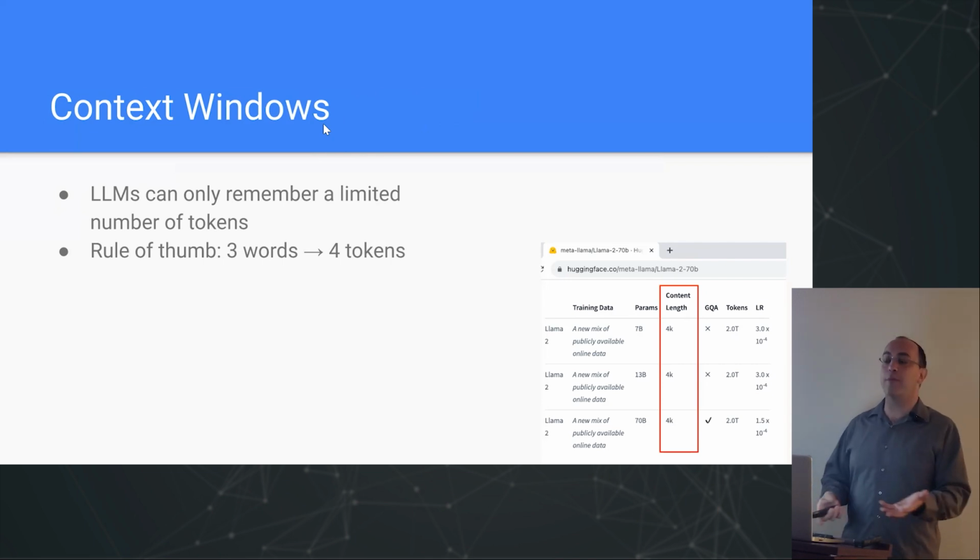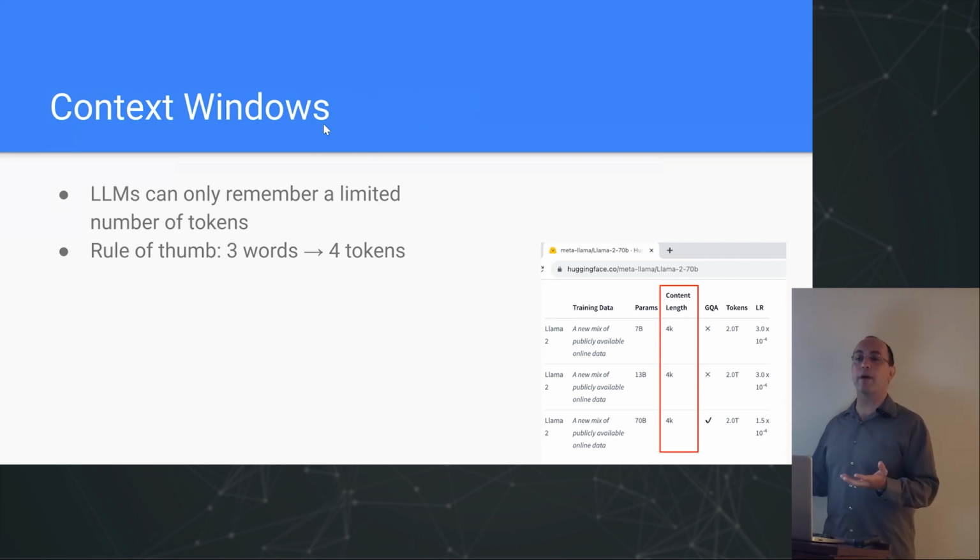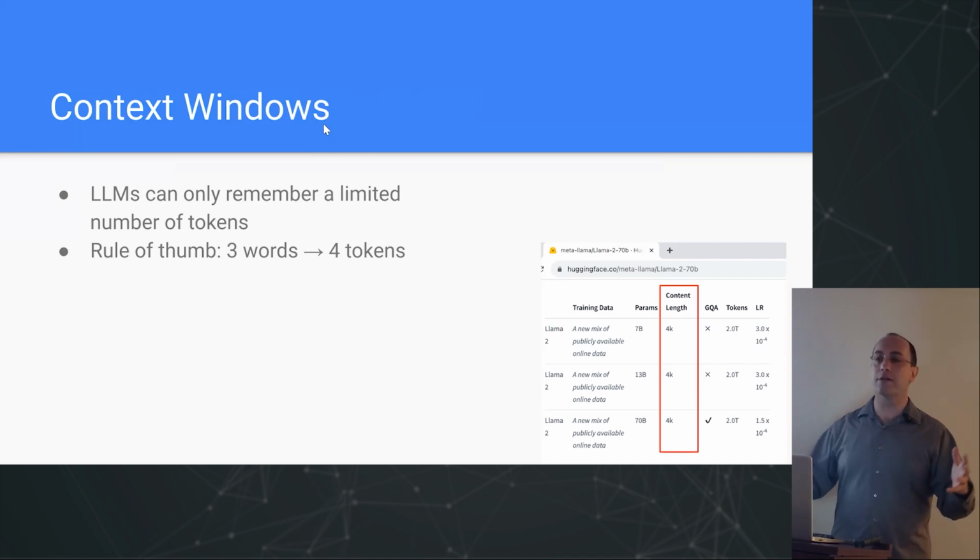Now, if we have that, why do we even need RAGs? Why can't we always just throw everything into the context window? There's a couple of reasons. For one, large language models can only remember a limited number of words. Words in large language models are usually called tokens. You might hear that term a lot.